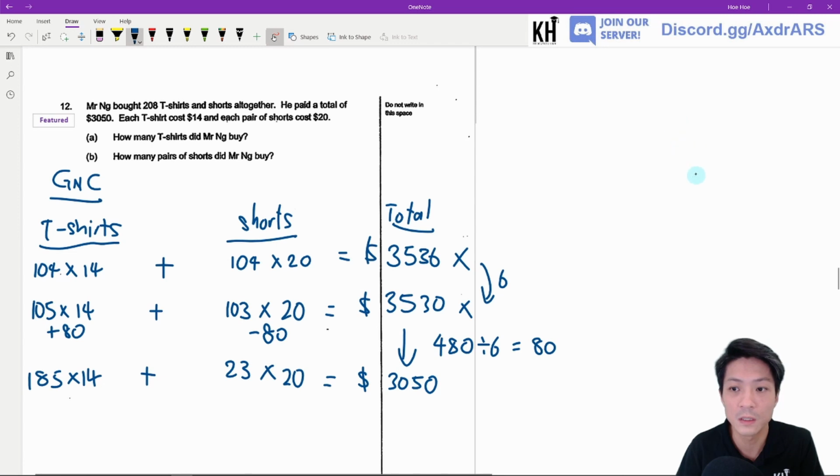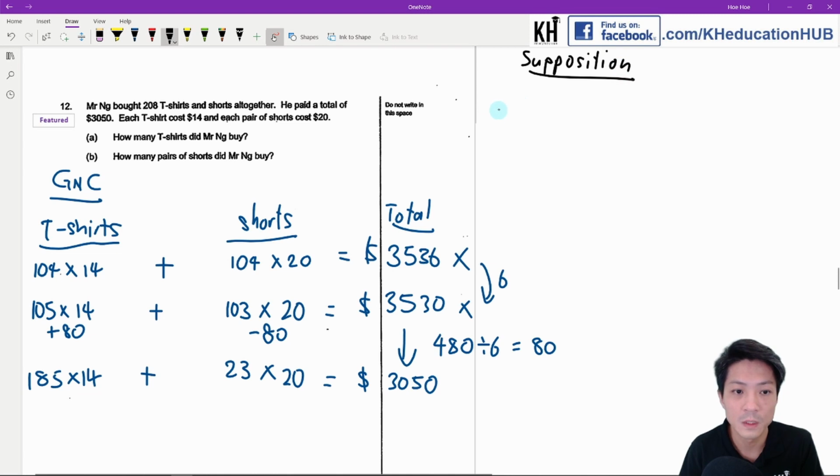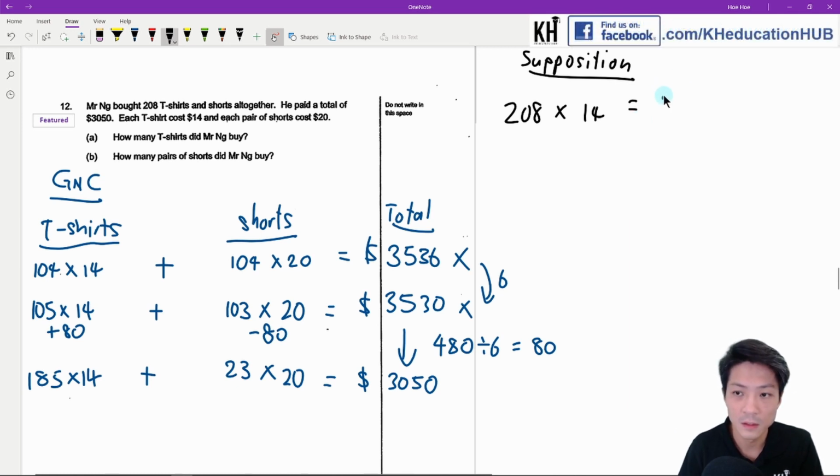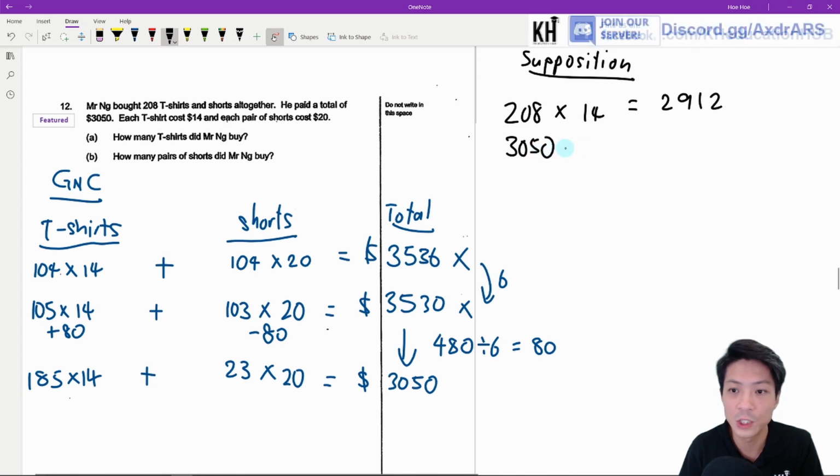I'm going to use the supposition method to also do the question. Okay, so we're going to assume that all the 208 items are t-shirts. 208 times 14 is 2,912. The next step you will need to do is find the difference between the actual amount and this supposed amount.